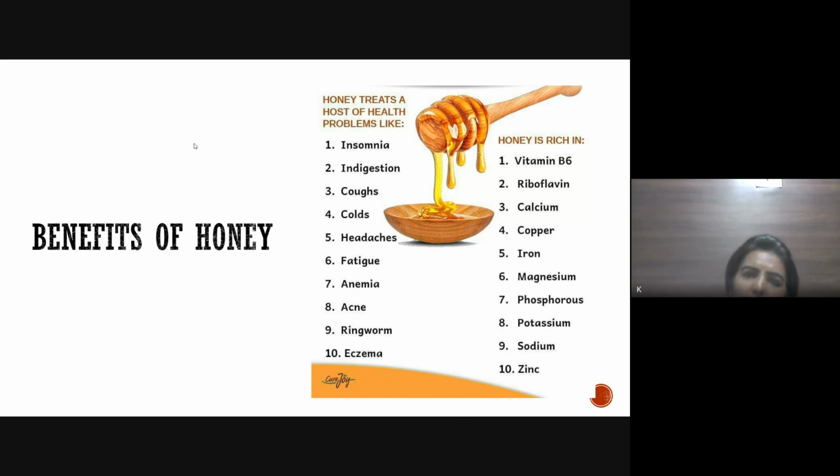And this is the nutrient composition of honey. Of course, it has multiple kinds of sugars like glucose, sucrose, maltose, etc. Coming to the minerals and vitamins, it is rich in these, though there are many other elements as well: vitamin B6, riboflavin, calcium, copper, iron, magnesium, phosphorus, potassium, sodium, zinc. These are a few important ones, and there are many more. Okay, next one.